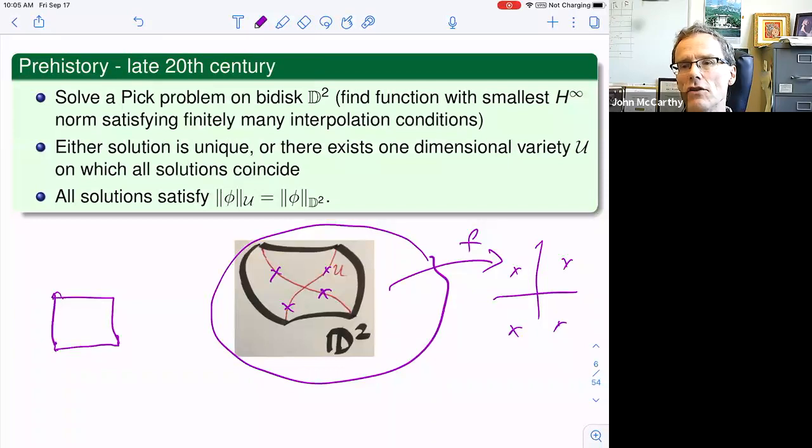or it's not unique, but there is a one-dimensional set, a variety, on which all the solutions coincide. So that's what I've drawn here. This U here is the uniqueness variety. Every solution, so the original problem has more than one solution, but they all agree on U. And moreover, the supremum attained on U is the same as the supremum on the whole bidisk.